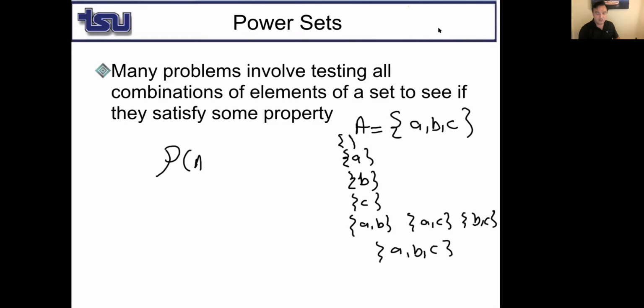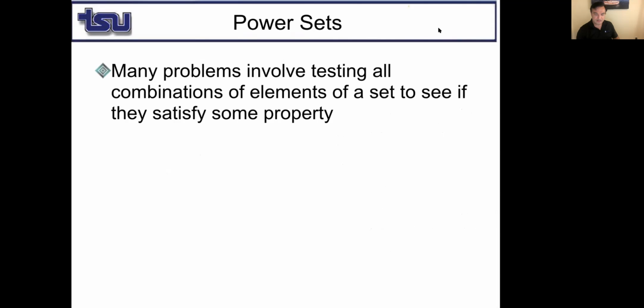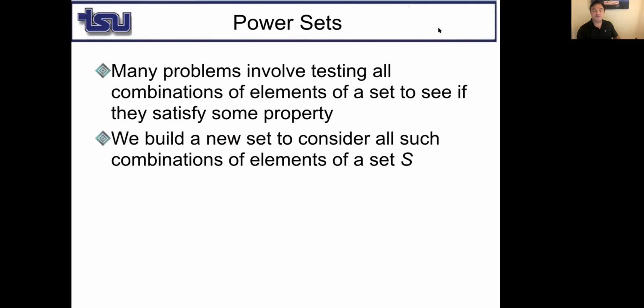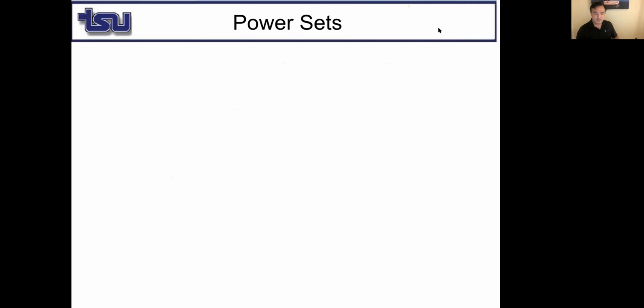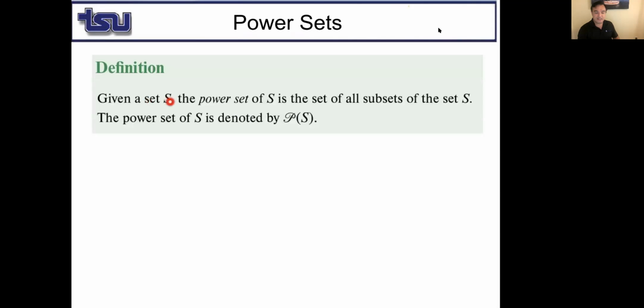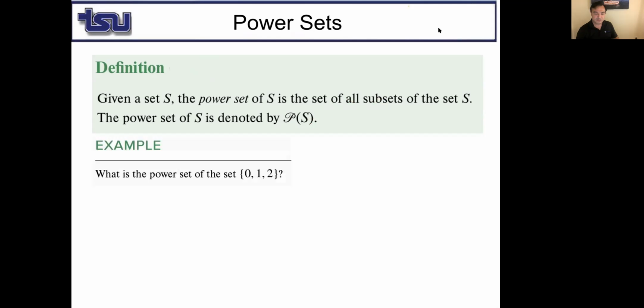The power set of A consists of all possible combinations: the empty set, a, b, c, ab, ac, bc, or all of it. We may build a new set, which we call the power set, that considers all combinations of elements of a set S. Given a set S, the power set is denoted by P of S, and it is the set of all possible subsets of S. What is the power set of the set {0, 1, 2}?